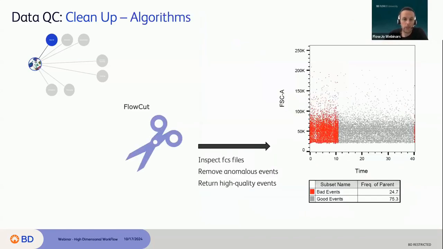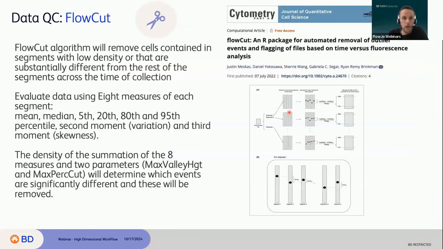Any algorithm is going to inspect the FCS file. They're going to remove anomalous events, and they're going to return only the high quality events. It's going to create 2 populations: the good events and the bad events. And you're going to keep using the good events population to keep going on your analysis. All right, so let's jump into FlowCut and how it works.